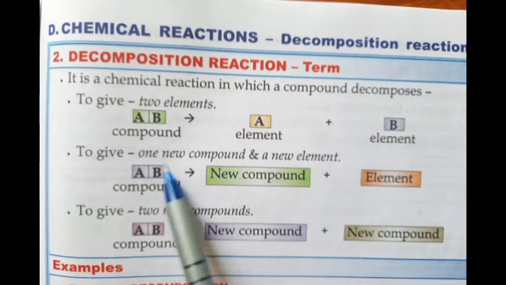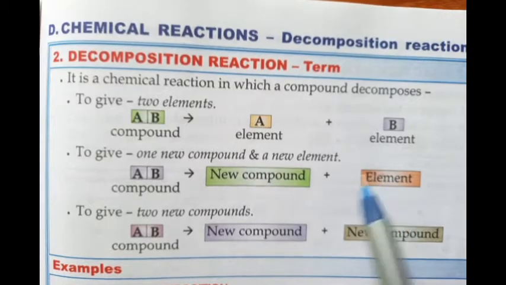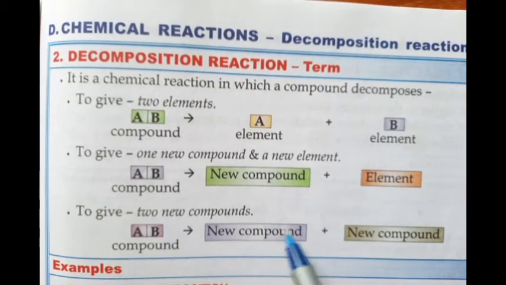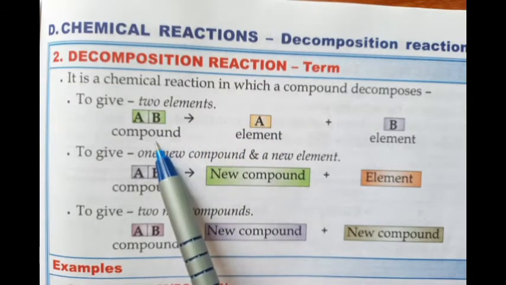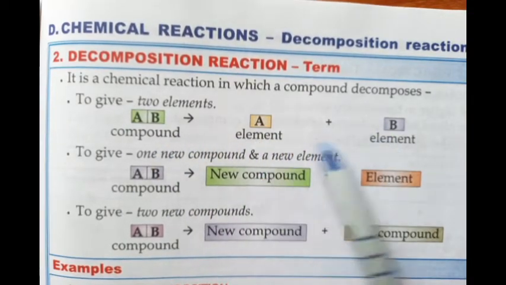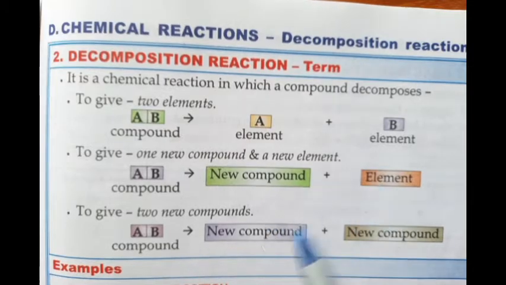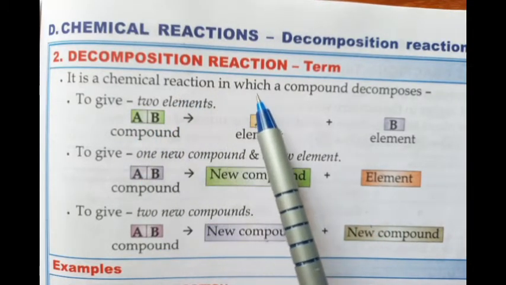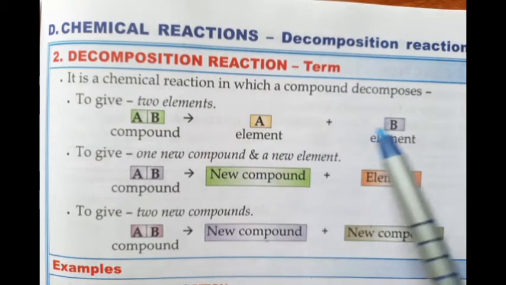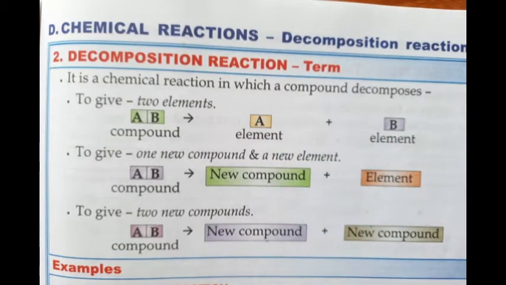Here a single compound is giving one compound and one element, and here a single compound is giving two different compounds. So in decomposition, it's not that always when a compound dissociates you get two elements. Sometimes you get two elements, sometimes you get a compound and an element, sometimes you get both as compounds. These are those chemical reactions in which a compound decomposes to give you two or more simpler substances.